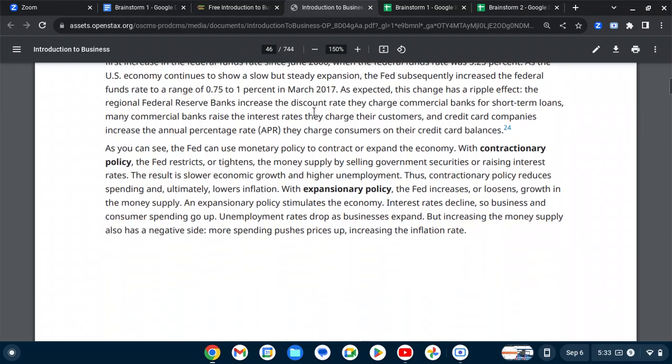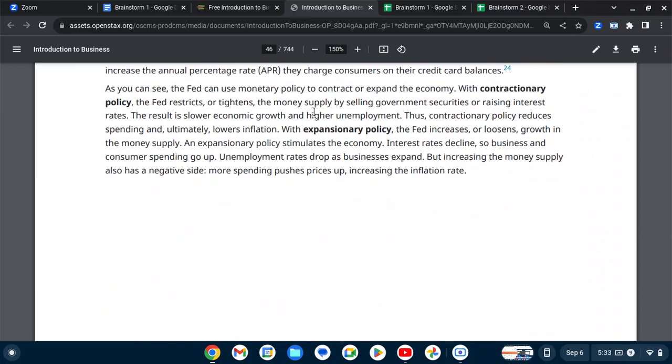As you can see, the Fed can use monetary policy to contract or expand the economy with contractionary policy. The Fed restricts or tightens the money supply by selling government securities or raising interest rates. The result is slower economic growth and higher unemployment. Thus, contractionary policy reduces spending and ultimately lowers inflation.